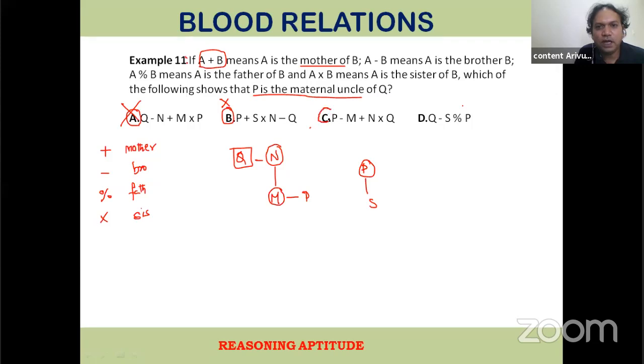Look at answer option C now. P dash M. P is brother of M. M is the mother of N. And N is the sister of Q. So N and Q are siblings. Their mother is M and mother's brother is P. So P is definitely here the maternal uncle. So the answer will be C. Question number 11. Answer is C.